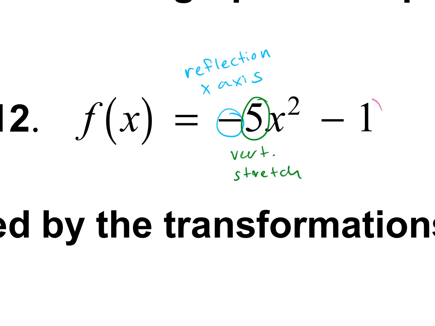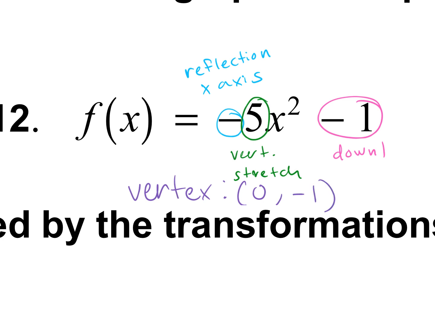All right, and lastly, we have a -1 on the outside. So we go down 1. Now our vertex here. What would our vertex be? Be careful. Remember, it's what we're adding on the inside and what we're adding on the outside of the parentheses. So it would be 0, comma, -1. Perfect. Because we're not adding anything on the inside.